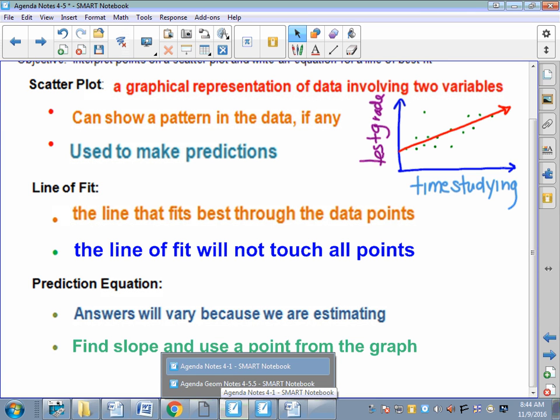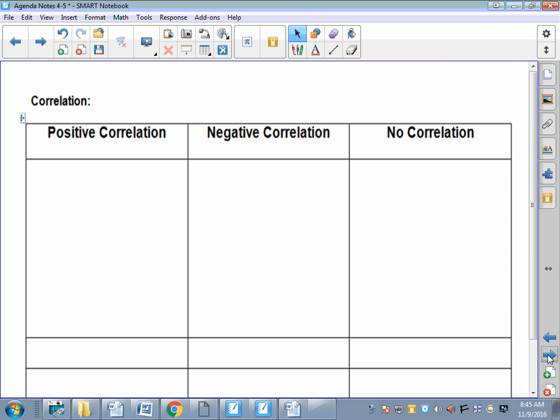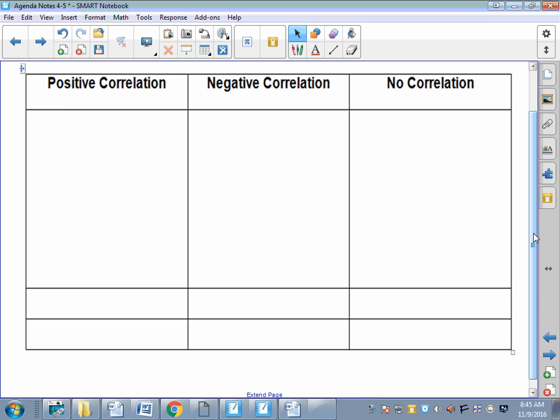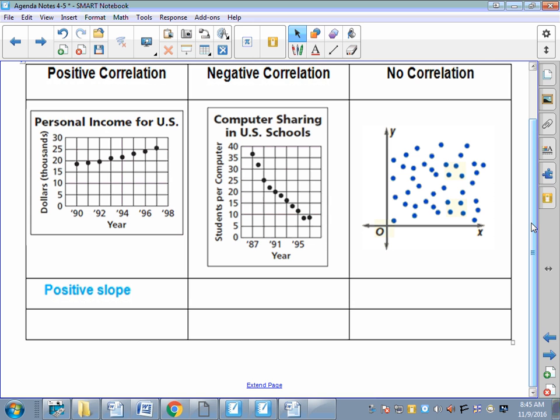So as I was saying, it looks like it increases, right? As the amount of time studying increases, the test grades increase. At least we hope that's what's going to happen. So we're looking for that positive slope increasing. Positive slope means we have a positive correlation. The slope is going up.